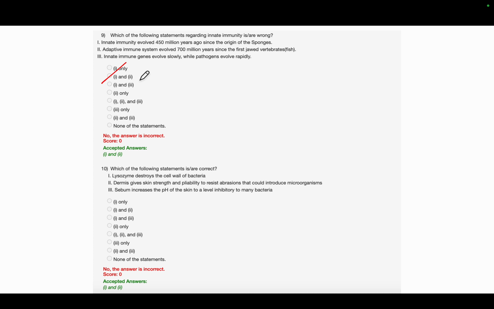Which of the following statements is or are correct? Lysozyme destroys the cell wall of bacteria. This is true. Dermis gives skin strength and pliability to resist abrasions that could introduce microorganisms. This is also correct. Sebum increases the pH of the skin to a level inhibitory to many bacteria. No, this is not true. The option will be 1 and 2.